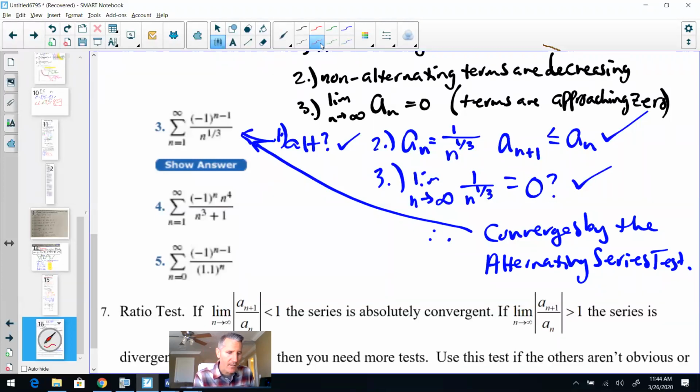Now, when I look at this number 4, does that alternate? Yes, it does. Are the terms getting smaller? No, they're not. Because here I have n to the 4th over n cubed plus 1, right? So the numerator is increasing at a faster rate than the denominator. And so the second one isn't true. And the third one, if I were to take the limit as n approaches infinity of the non-alternating part, which is n to the 4th over n cubed plus 1, that goes to infinity. That doesn't go to 0. So therefore, this guy diverges.